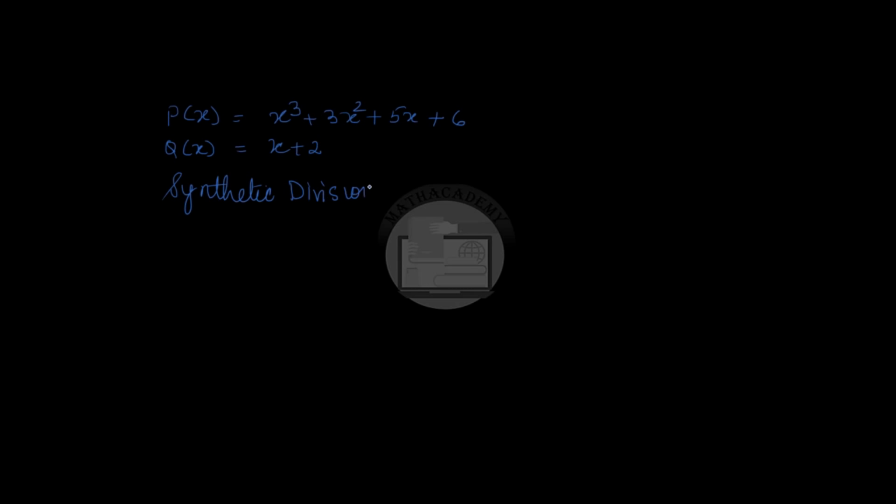the first condition is the divisor polynomial should be of degree 1. That is, degree is the highest power of the variable. So it should be of degree 1. It should not have any x square, x cube terms. It should only have the terms with x, degree 1. The power of the variable is 1.